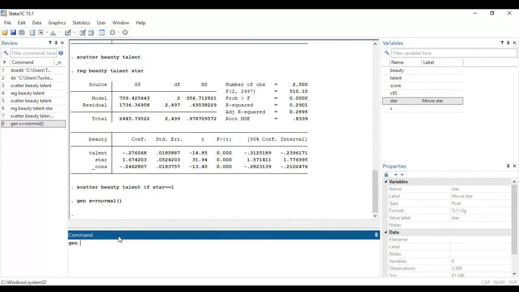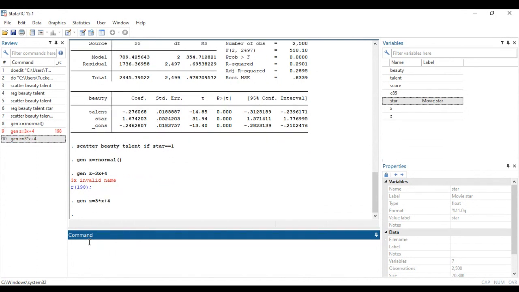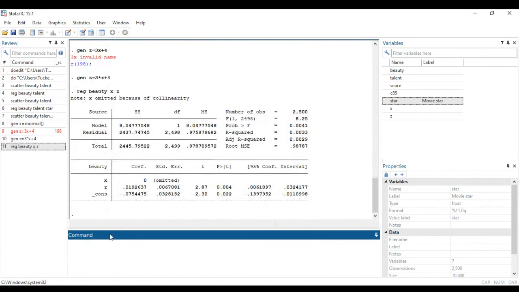And then we'll generate a variable that's perfectly collinear to x. Say z equals 3x plus 4. Sorry, did I call it something different? I just need to use a different syntax. Right? And then we try to regress beauty on x and z.